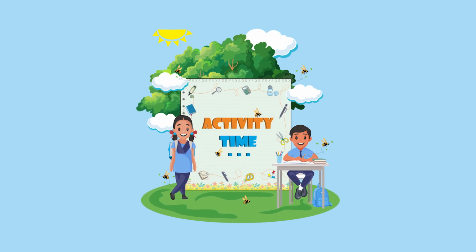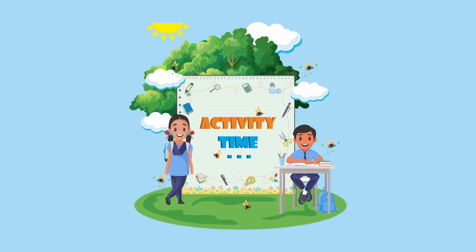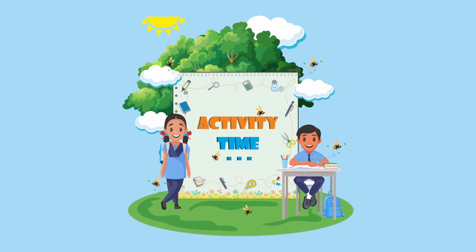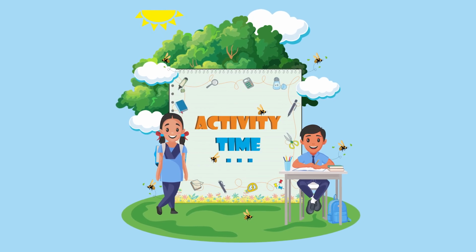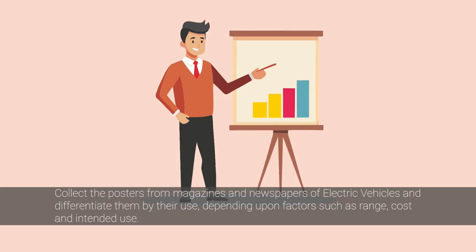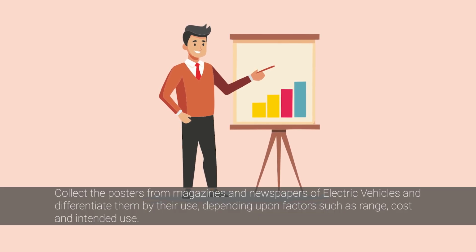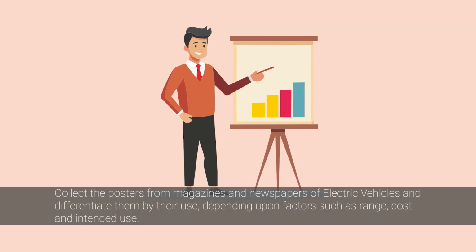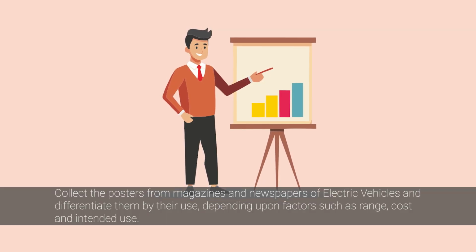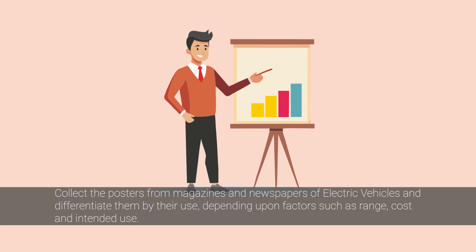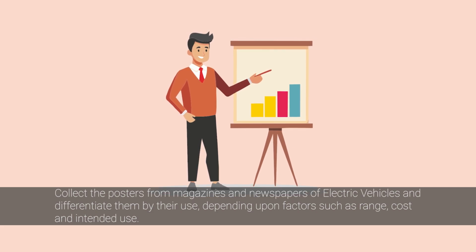So students, it's time for activities. You can get help from your teachers and guides too. The activities include: first, collect posters from magazines and newspapers of electric vehicles and differentiate them by their use depending upon factors such as range, cost, and intended use. So students, when you are doing this type of activity, submit your learning outcome to your teachers in school.